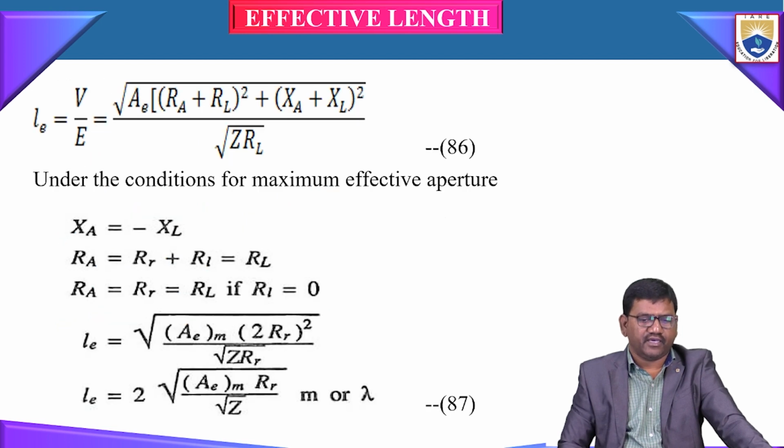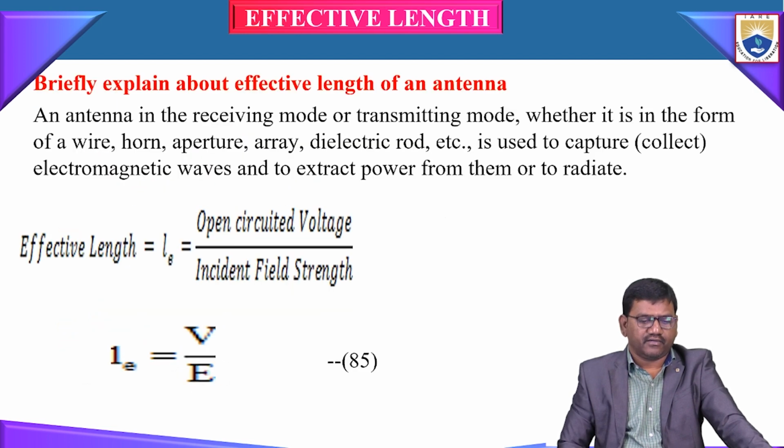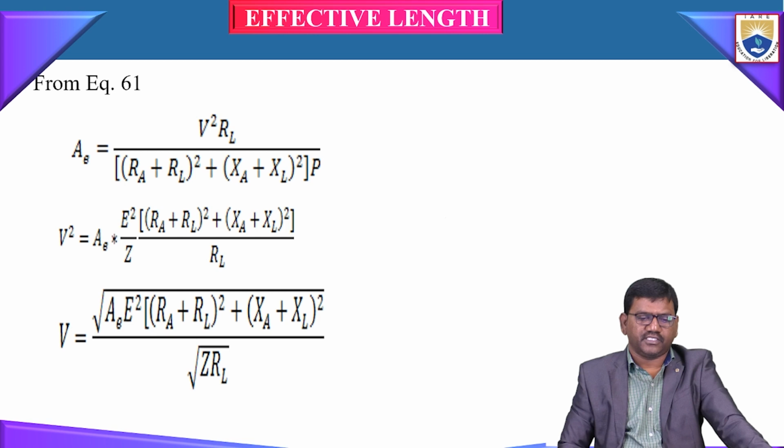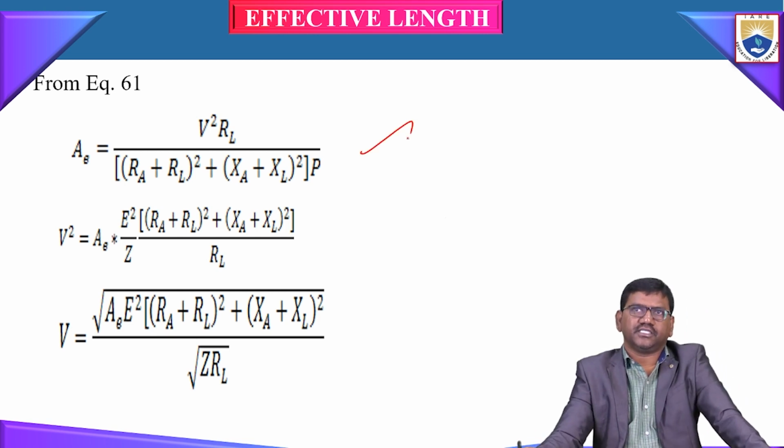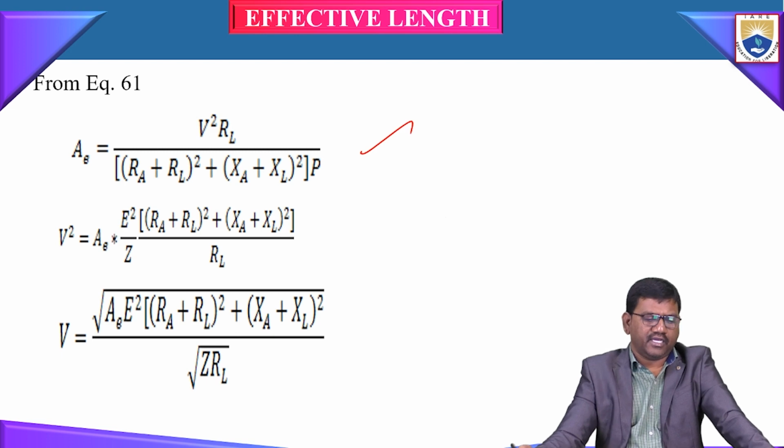So if we simplify, LE is equal to V by E, the open circuited voltage by the incident field strength. So the effective aperture for an antenna depends upon the load resistance: V square RL by (RA plus RL) whole square plus (XA plus XL) whole square, into P.